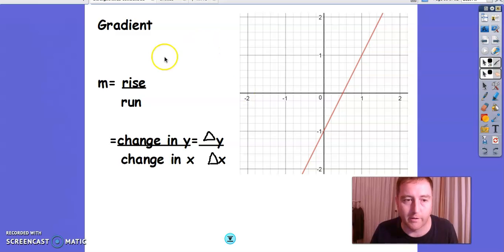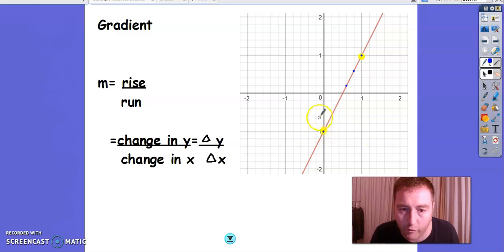Now, to calculate gradient, what we do is we do rise over run. Some people write that as the change in the y coordinates divided by the change in the x coordinates. Rise over run. What do we mean by that? We'll take two coordinates and try and pick coordinates that are exactly on a crosshair, like a crossover there. So this would be a good one because it's exactly on a cross. But these are the best ones because they're whole number coordinates. So this point and this point on the line.